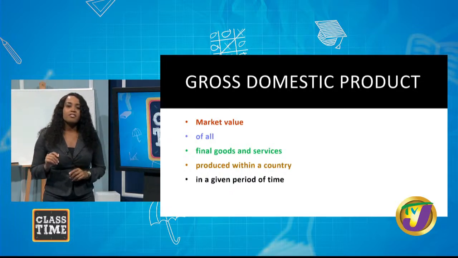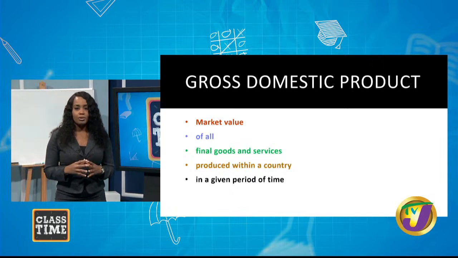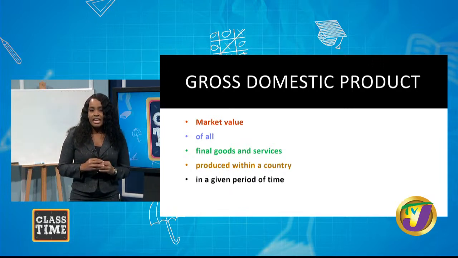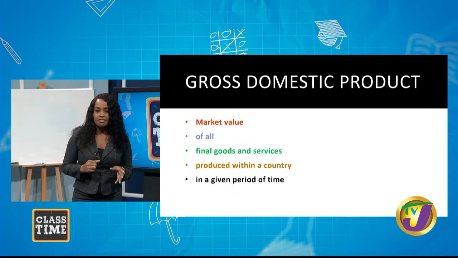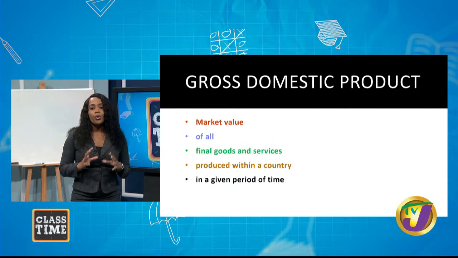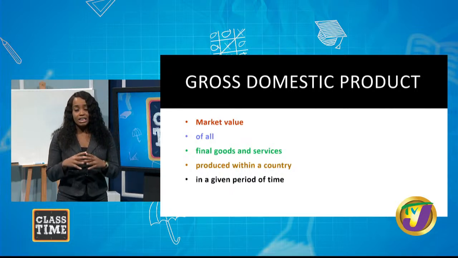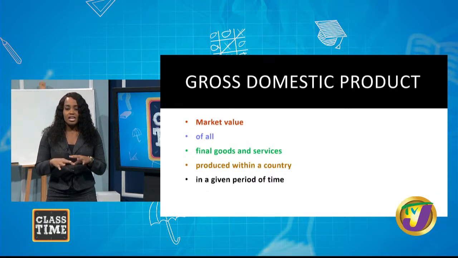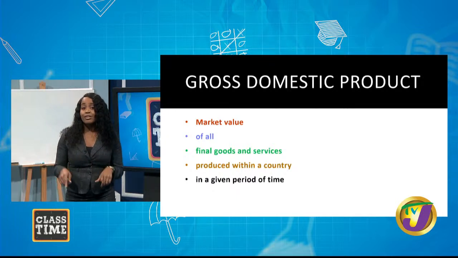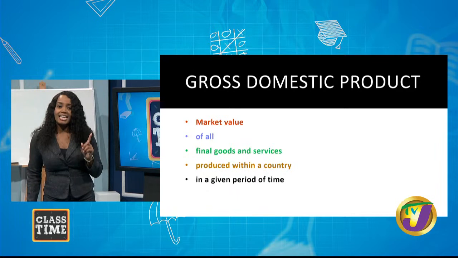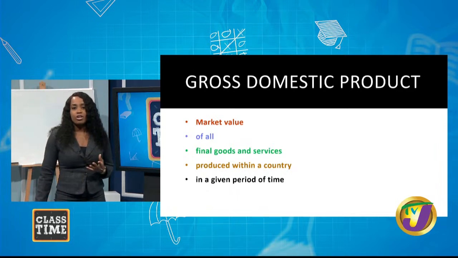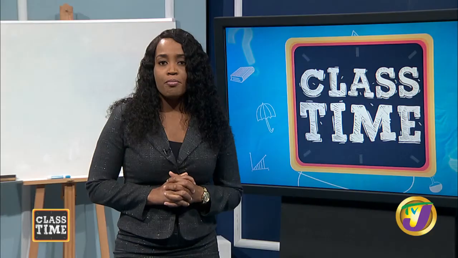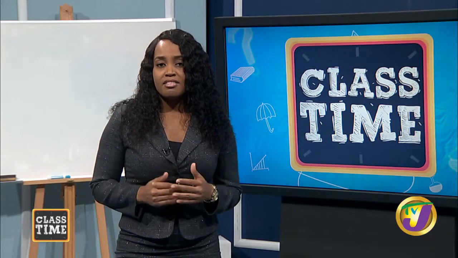It also makes reference to the fact that the goods are produced within a country, as the word domestic suggests. It's not to say that we entirely ignore what's produced outside of a country, but that is something we consider when we're looking at gross national product. So for domestic product, we only look at what is produced within the country, even if the goods are being produced by a foreign firm, it's still included in our GDP. And then in a given period of time, the time is usually a year. However, sometimes they might make reference to shorter periods like 6 months or quarterly.